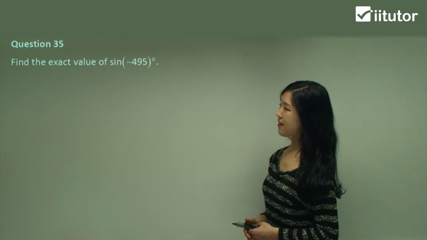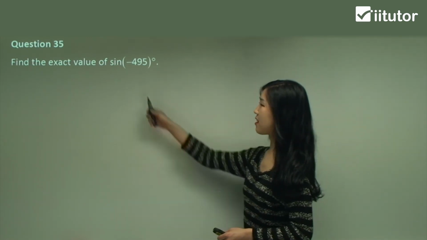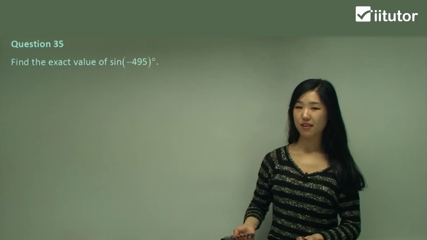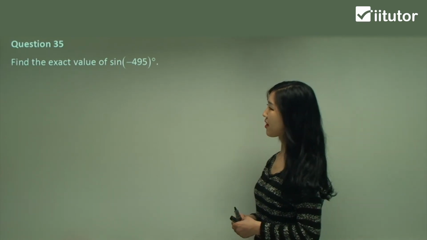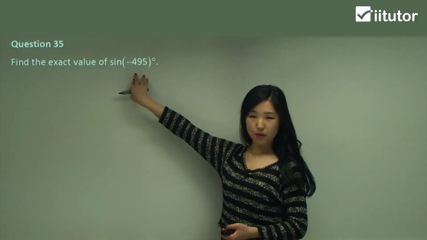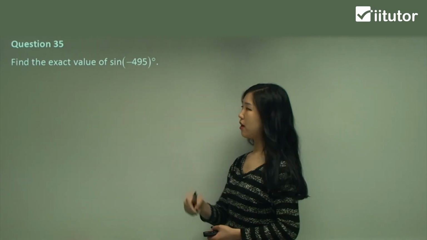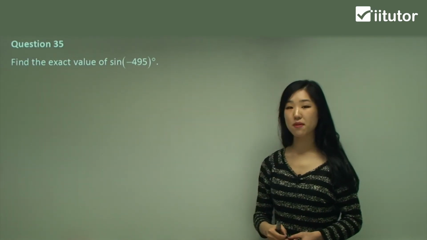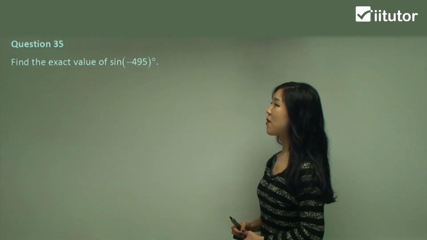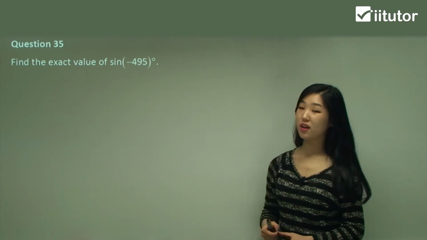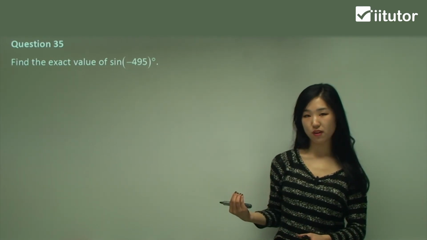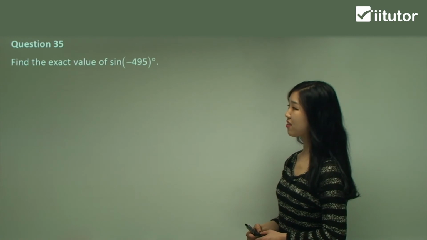Question 35 says find the exact value of sine negative 495. This time, have a look guys, we have negative input, which I don't really like working with. Negative input doesn't really help us when working out the answer. So what I'm going to do is try to make that into a positive input. And how do I do that?